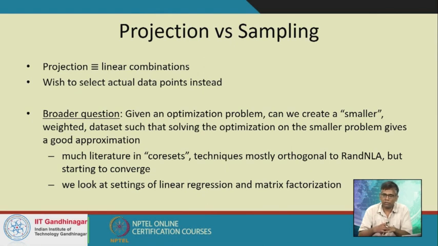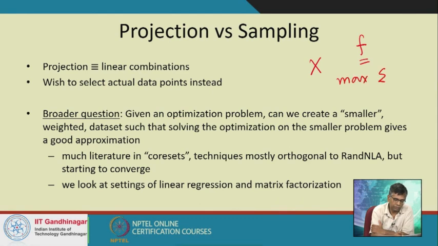The broader question is that, given an optimization problem, can we create a smaller data set? And we are solving the optimization problem over a data set X. Suppose we have a problem. We have some function f, and we want to get, let's say, the max of the summation of f_i, where the max is over f and the summation is over all x_i belonging to X. And my intent is to get the f that maximizes this quantity.